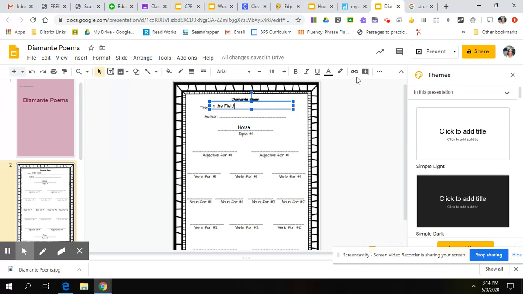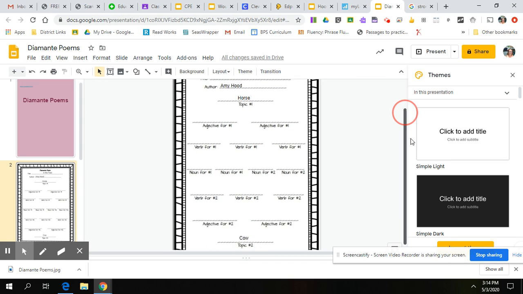In the Field will be my title, since both of these animals can be found in the field. Please fill out the author. The author is you, so that's where you type in your name. So, Amy Hood. I'm going to compare a horse with a cow.